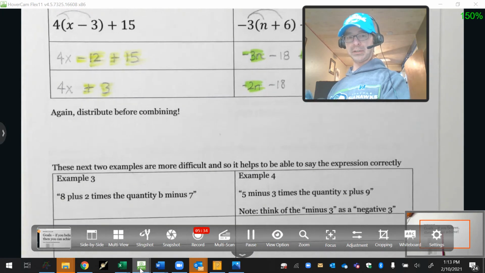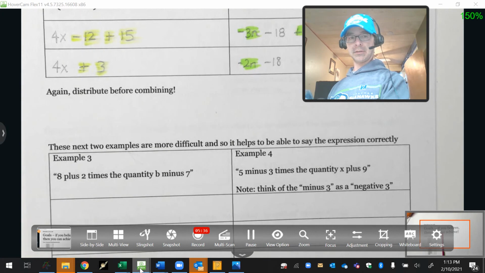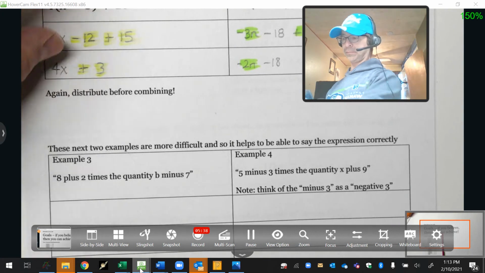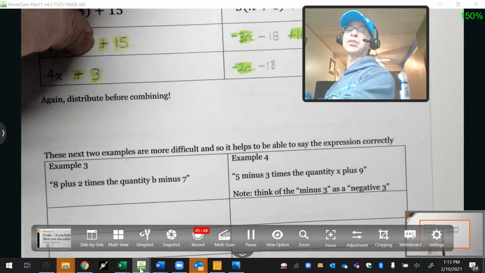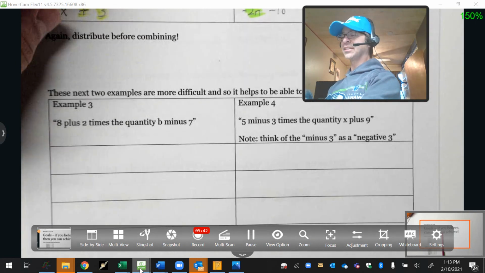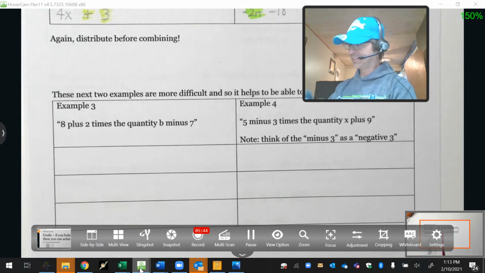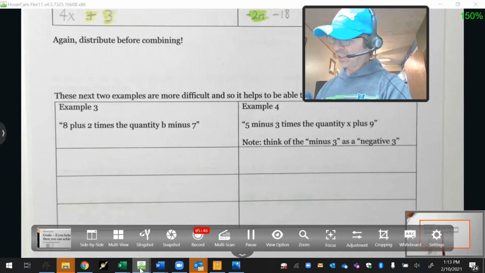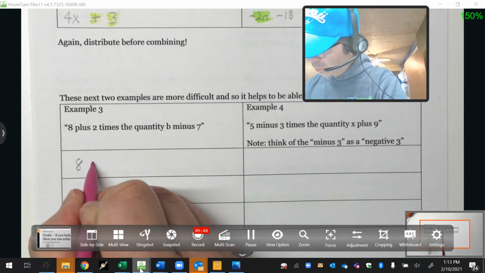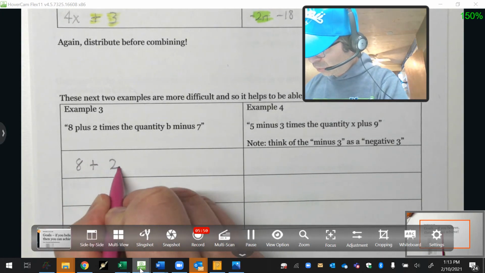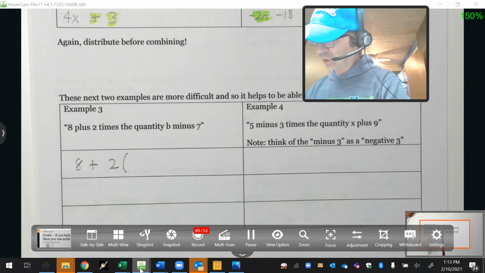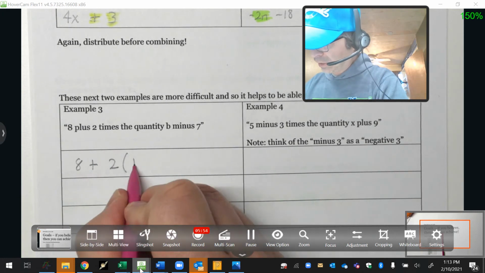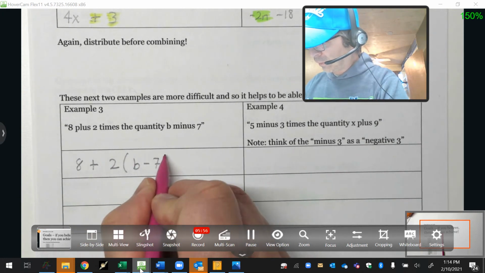Ooh, what do we got down here? More examples? Oh, these are harder. Here we go. 8 plus 2 times the quantity b minus 7.